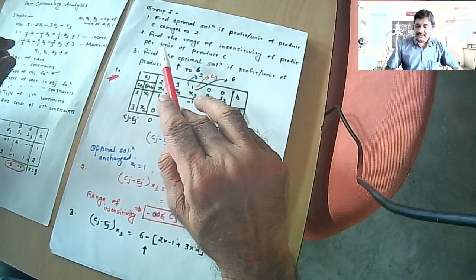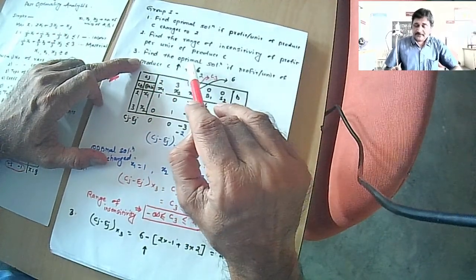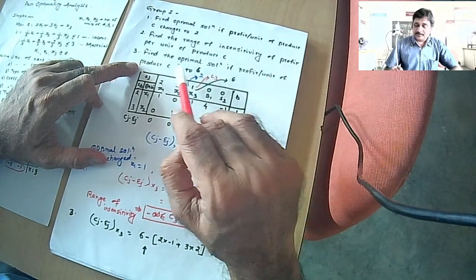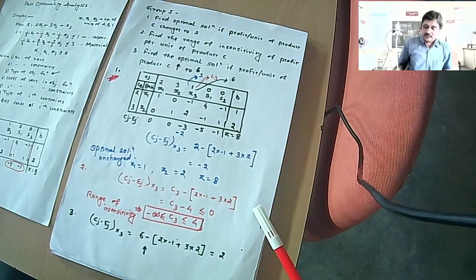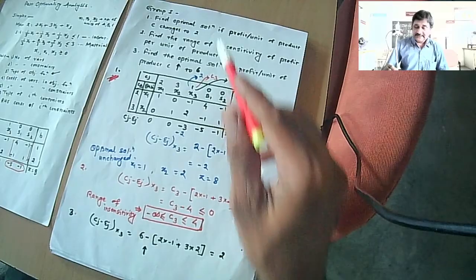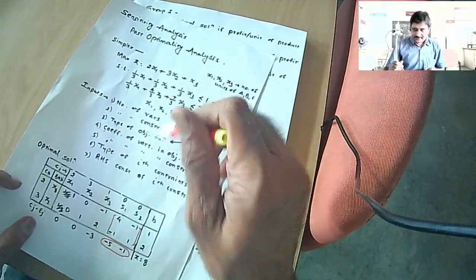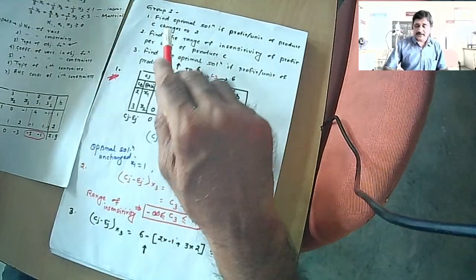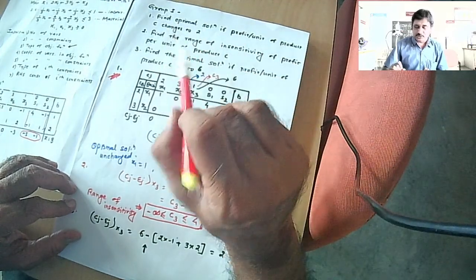And lastly, in that group, find the optimal solution if profit per unit of product C increases to 6. So one by one, we'll be seeing how to find the optimal solution in each of the cases. Given that this is the problem and this is the optimal solution to that problem. Now, first one, find the optimal solution if the profit per unit of product C changes to 2.